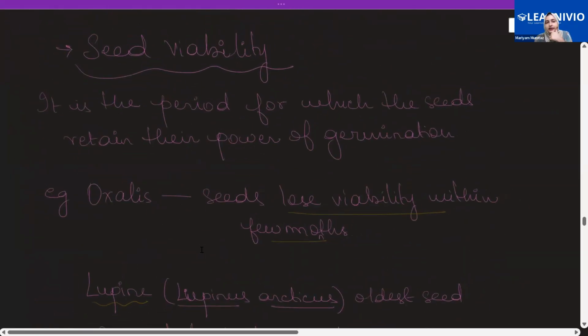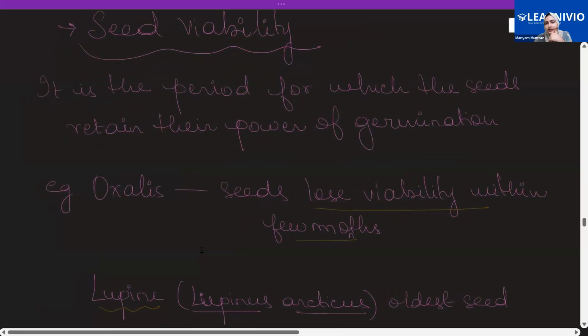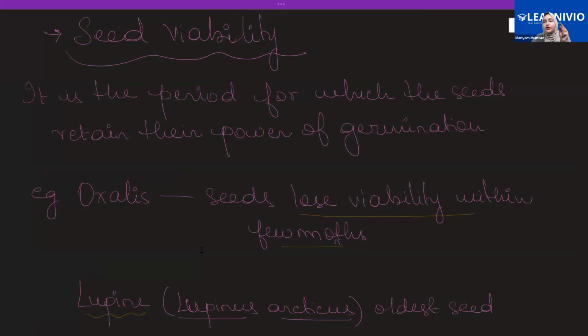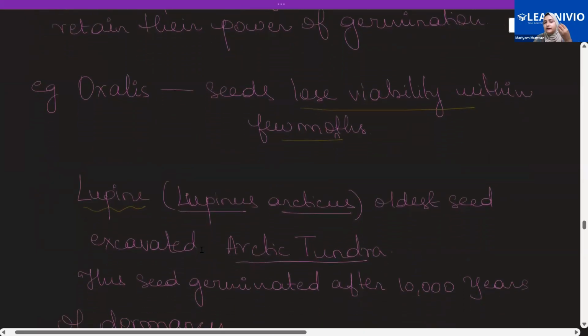Then comes seed viability. The time period for which the seed is able to germinate, that power of germination, we call seed viability. So it is the period for which the seeds retain their power of germination. It's different for different kinds of seeds. For example, oxalis seeds lose viability within a few months.